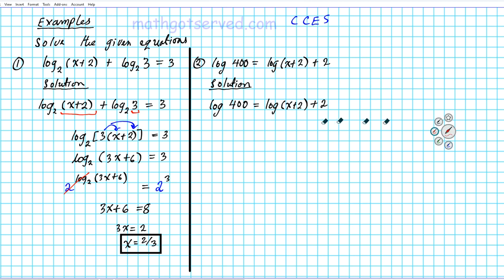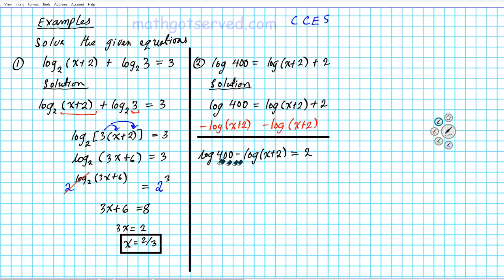So that'll be 2 moves as opposed to just moving the log on the right to the left. Okay, so we're going to move the log on the right to the left just by simply subtracting log of x plus 2 from both sides of the equation. This is the collect step. So when we execute that move, we are going to have log of 400 minus log of x plus 2 equals 2. Okay, now we're done with the collection move because the logs are already collected to one side.